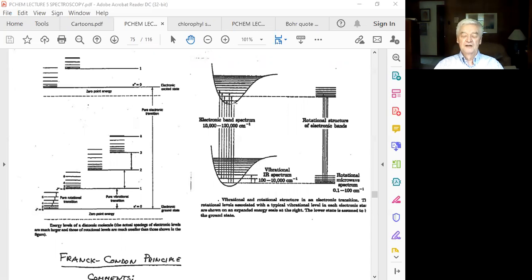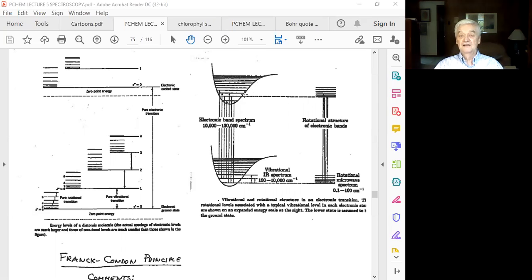I won't have much time to tell you about it, but I stuck some spectra in that were taken in my own lab, showing how we can resolve and figure out what the vibrational levels are in an electronic excited state. That helps us understand what happens to the molecule when it gets to the excited state.